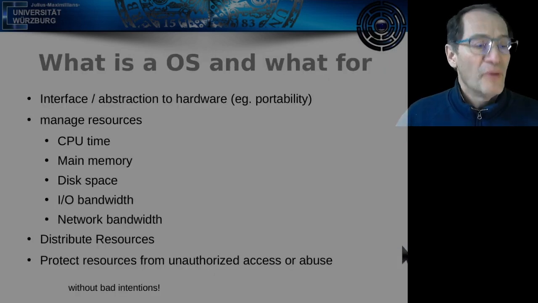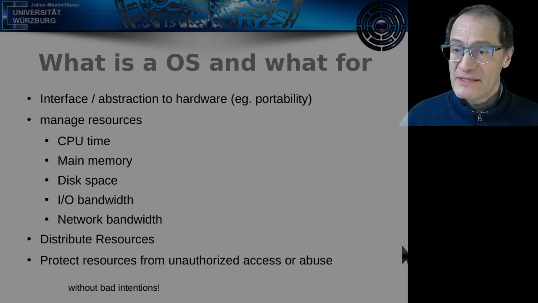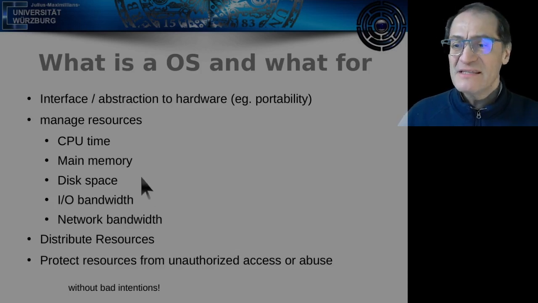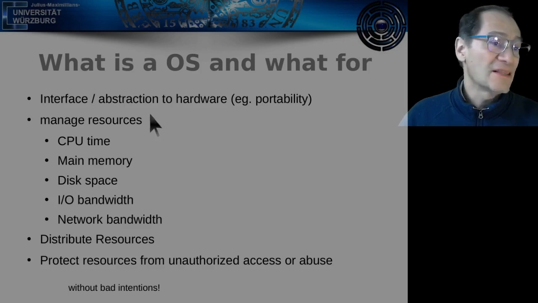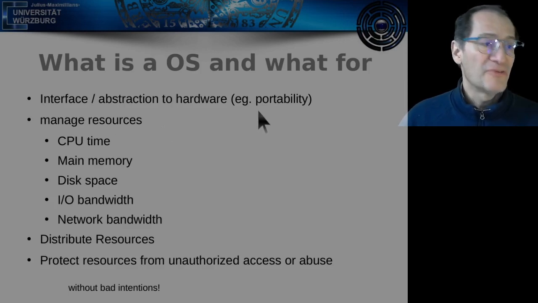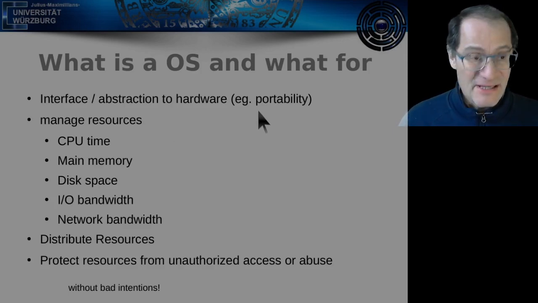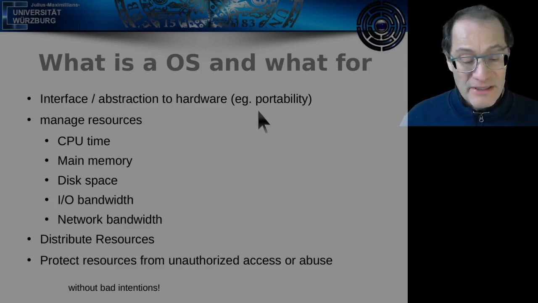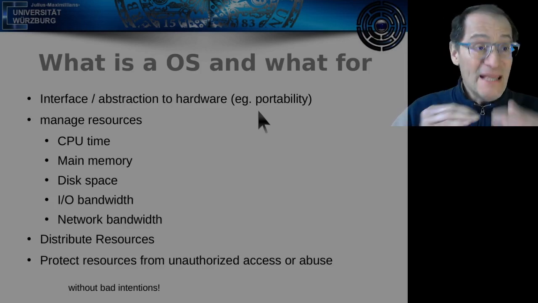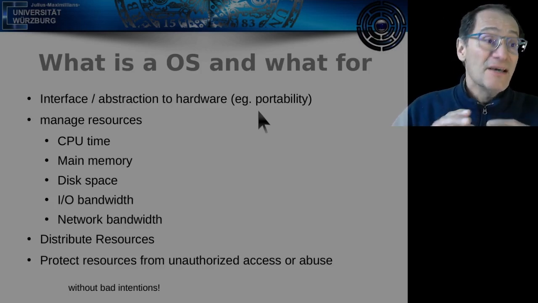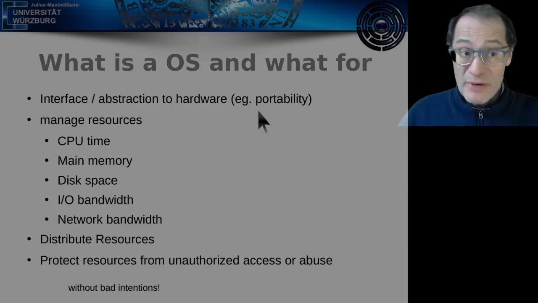Now let's talk about the operating system. What do we need the operating system for? First, it's an abstraction from interfaces on hardware, for example for portability. So we don't have to handle the registers of the CPU, and we don't have to handle different hardware devices. We have abstract interfaces, so we can change the CPU, we can change hardware, we can change devices, and we don't have to modify the software.